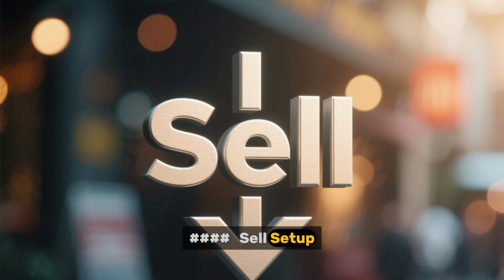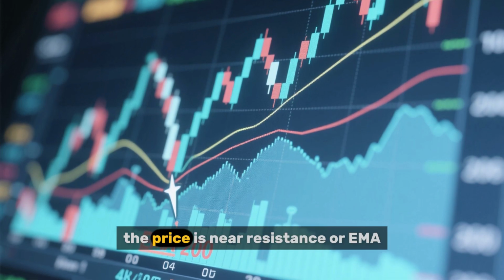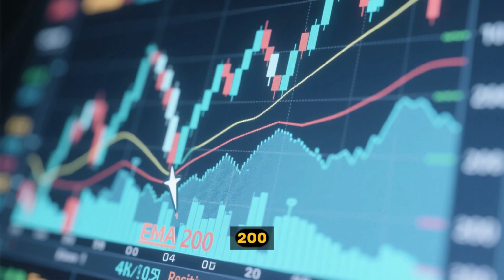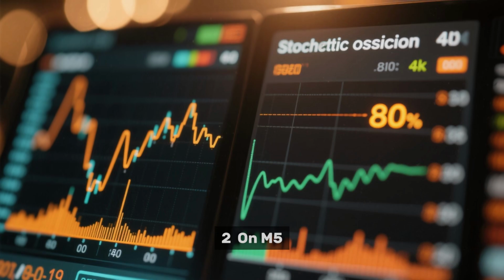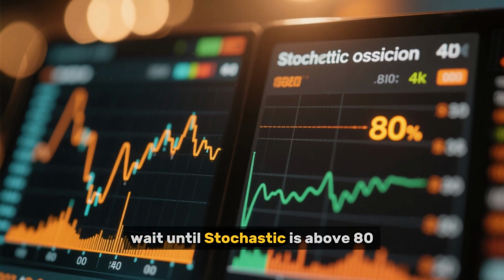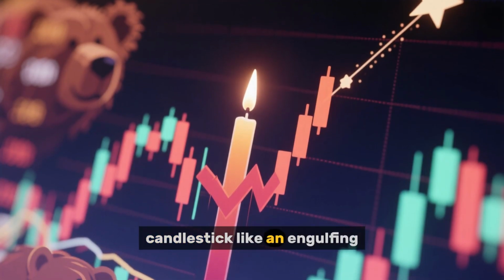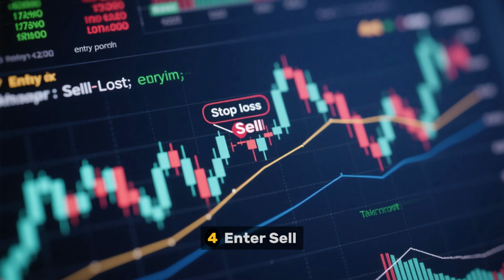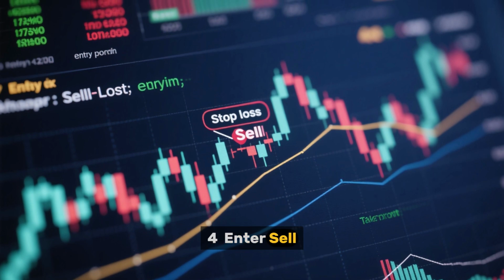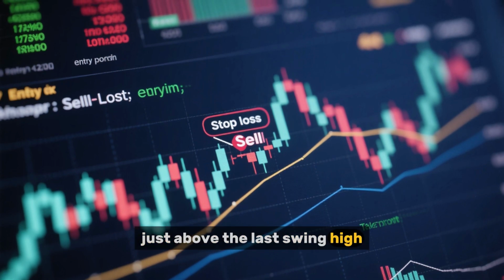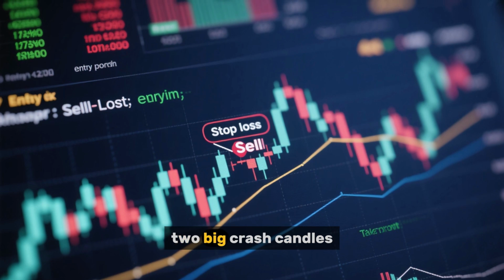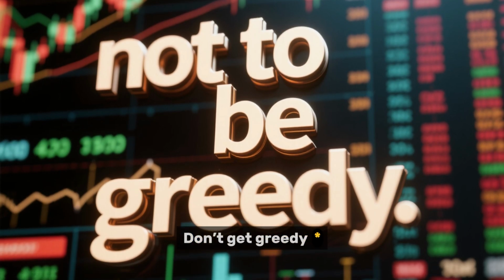Sell setup. 1. If on H1 the price is near resistance or EMA 200, expect a reversal. 2. On M5, wait until stochastic is above 80. 3. Look for a bearish candlestick, like an engulfing or a shooting star. 4. Enter a sell. Set your stop loss just above the last swing high and take profit after 1 or 2 big crash candles. Don't get greedy.